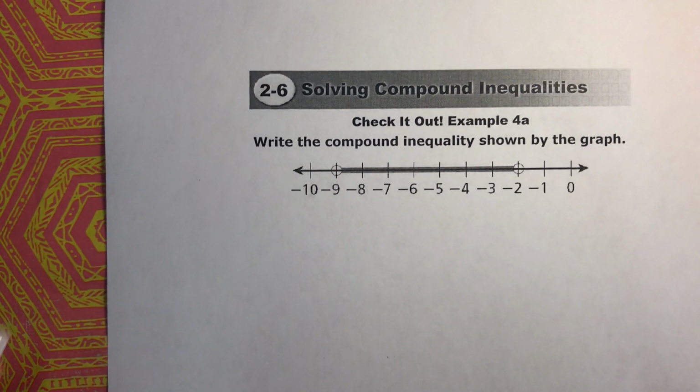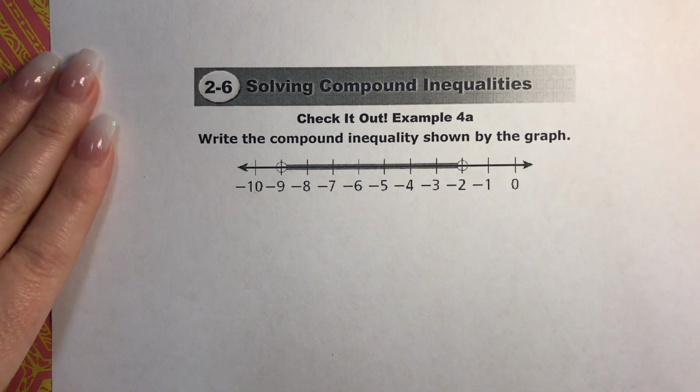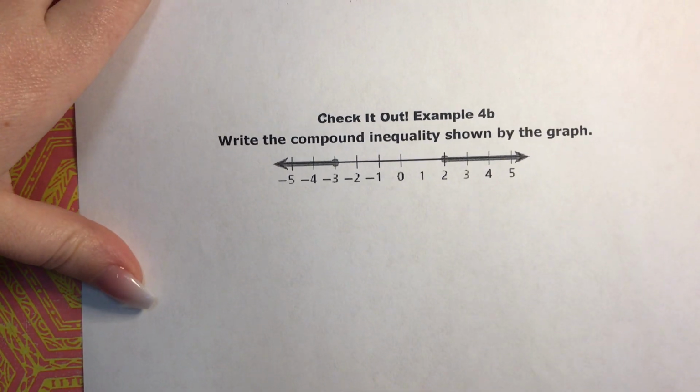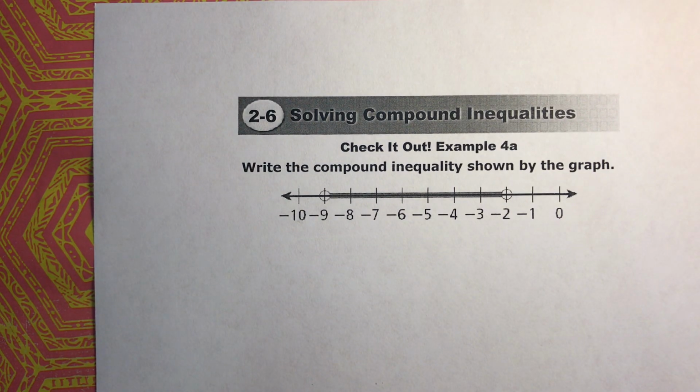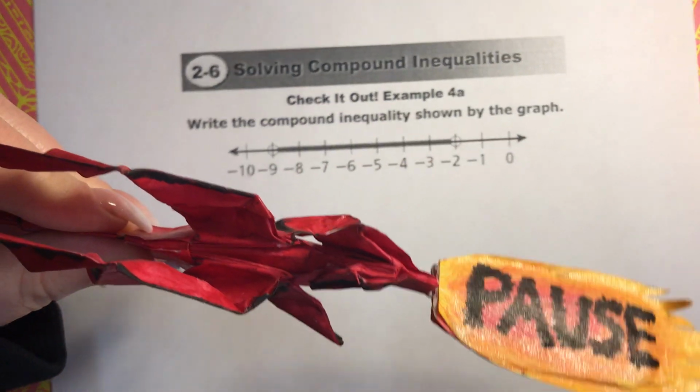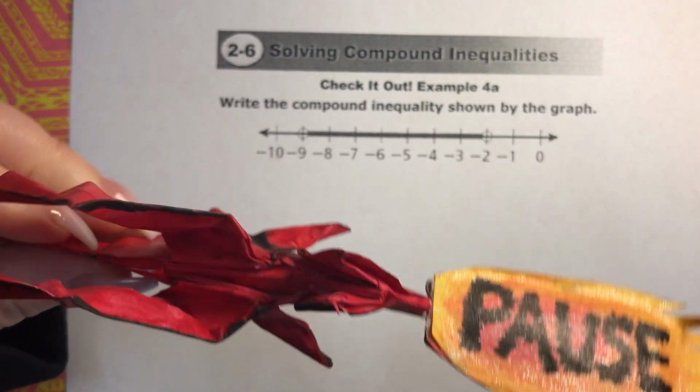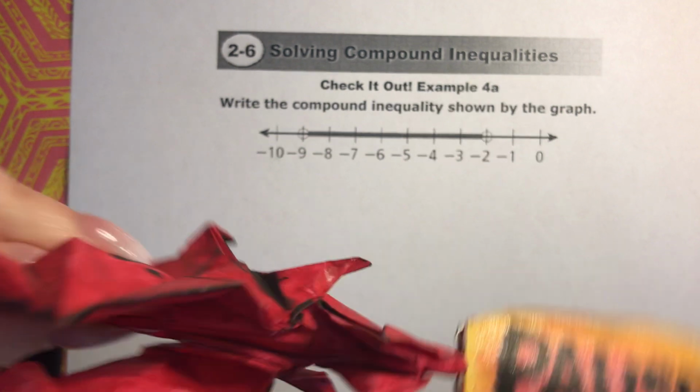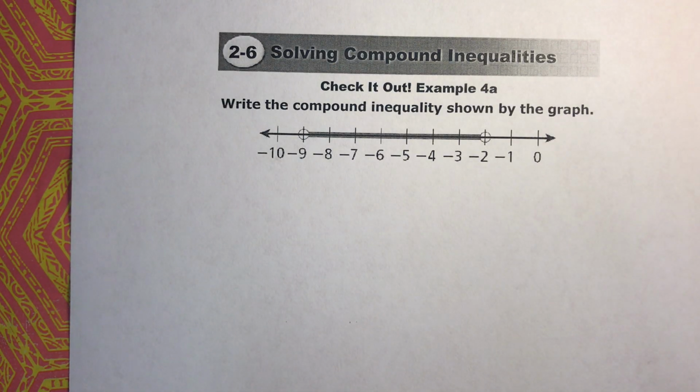Now it is your turn, ladies and gentlemen, to check it out. You have two examples, 4A and 4B. I need you to knock these out, all right? So here's my friend the pause dragon, reminding you to pause. Go ahead and work these problems out. When you get done, press play and we'll talk about them together. All right, see you in a bit. You can do it.